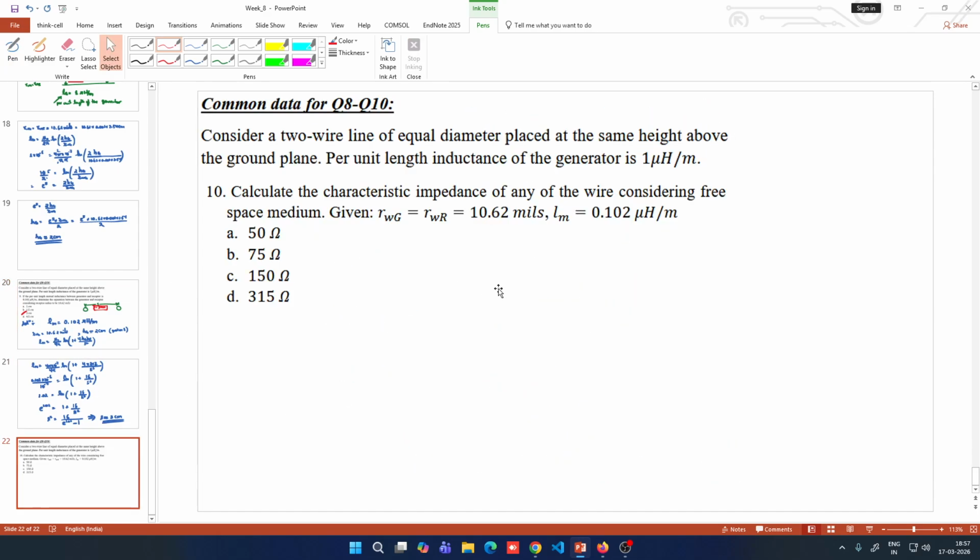If this is clear, then we will move on to question number 10. For question number 10, the same data is there, meaning the same two wire lines above a ground at a distance we calculated as around 2 centimeters, and the per unit length inductance is 1 microhenry per meter. Question 10 asks to calculate the characteristic impedance of any of the wires considering a free space medium, given that RWG and RWR are 10.62 mils and the mutual inductance is 0.102 microhenry per meter.